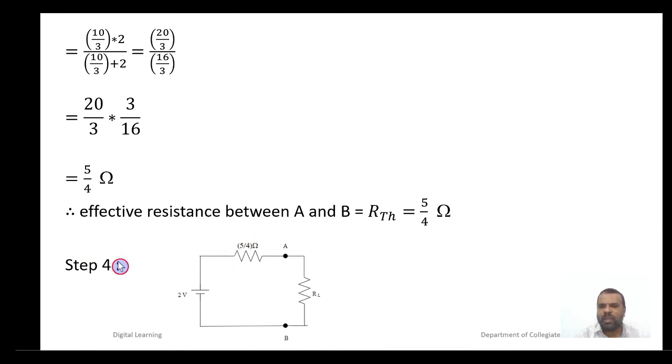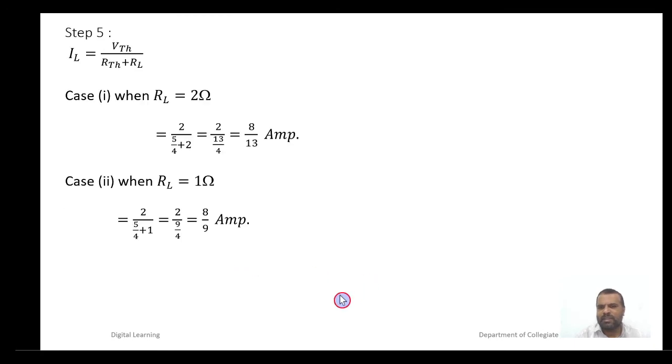So now draw the equivalent circuit diagram with a 2 volt battery or equivalent voltage and a Thevenin's resistance of 5/4 ohm and a load resistance. Step 5. Now calculate IL using the formula IL is equal to VTH divided by (RTH plus RL).